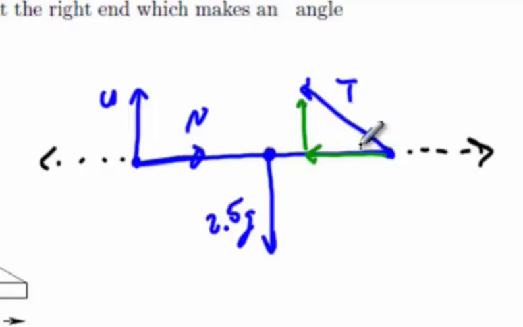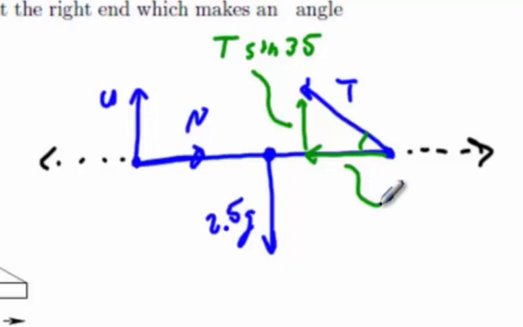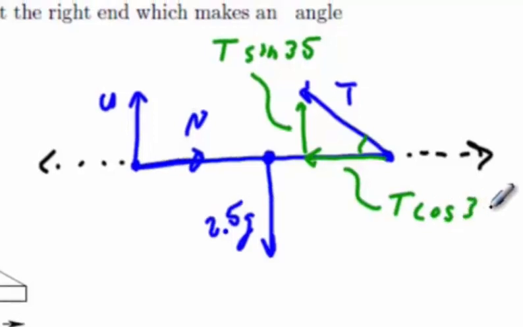Recognizing that the angle of 35 degrees is in this corner, we note that this component is opposite to the 35 degrees and is therefore tension times the sine of 35. And this component is adjacent to the 35 degrees, therefore of an amount tension times the cosine of 35.